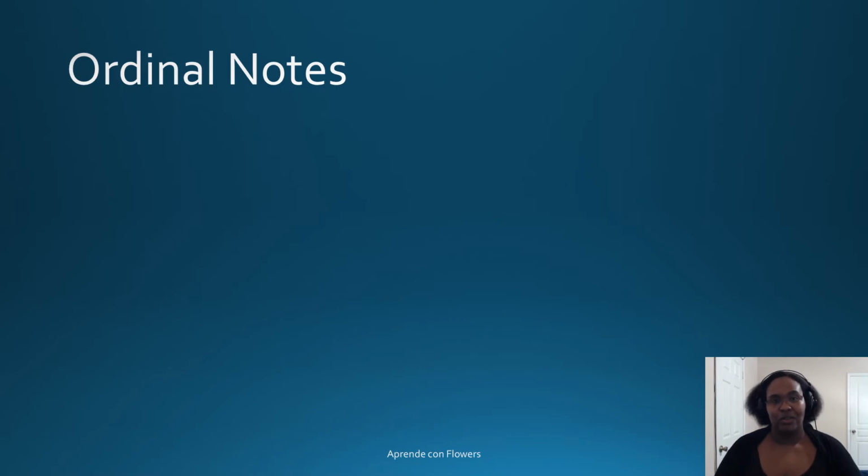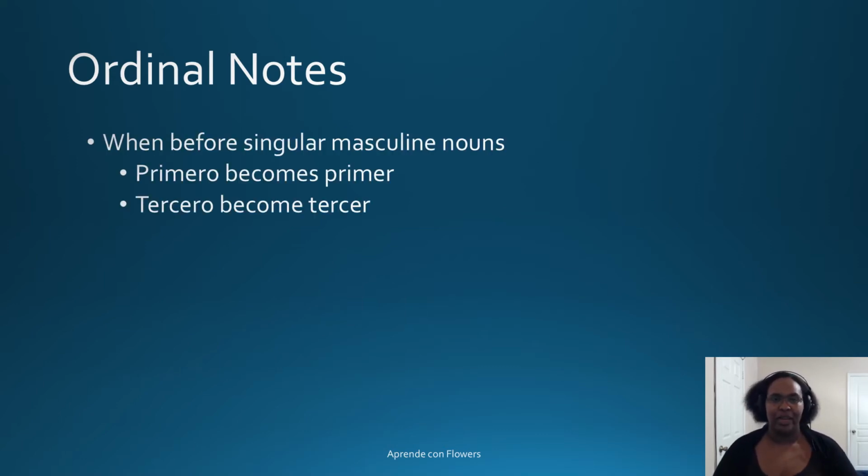Some notes on ordinal numbers is that just like how we had the difference between uno and un, there's also going to be the difference between primero and primer, and also tercero and tercer. This only happens when in front of a singular masculine noun, so that's pretty easy to keep up with, right? Other notes is that all these ordinal numbers can be plural, except for primer and tercer. Those are just going to revert to their primero stages and become plural. So primer, when it's plural, is going to be primeros. Tercer, when it's plural, is going to be terceros.